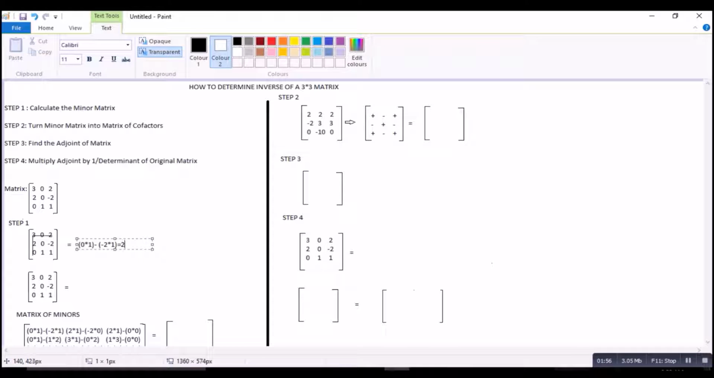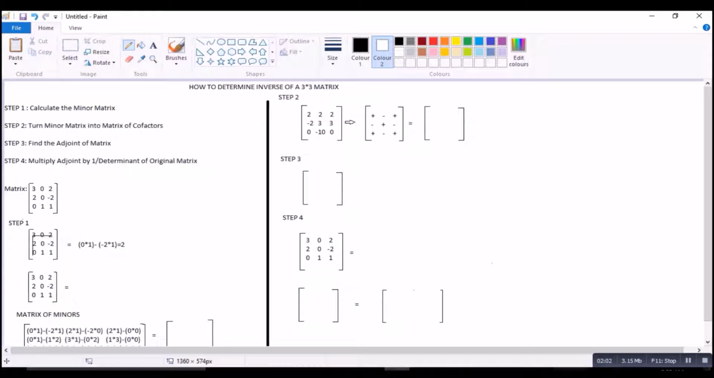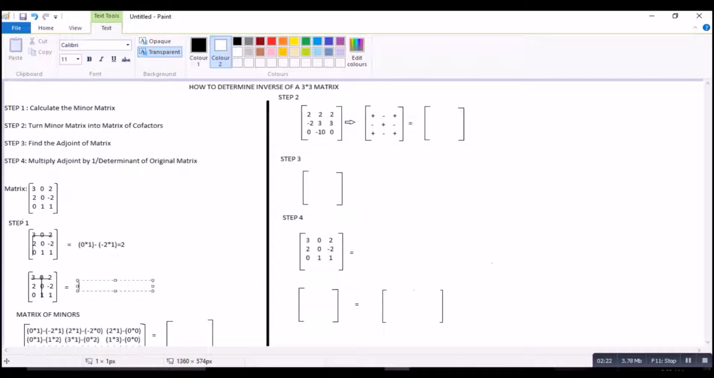And similarly, for the second position, we'll cancel out the first row and the second column. So canceling the second column, we will get a square matrix that is 2, negative 2, 0, and 1. And so the determinant will be 2 times 1 minus negative 2 times 0, and hence the calculation will again give the value 2.